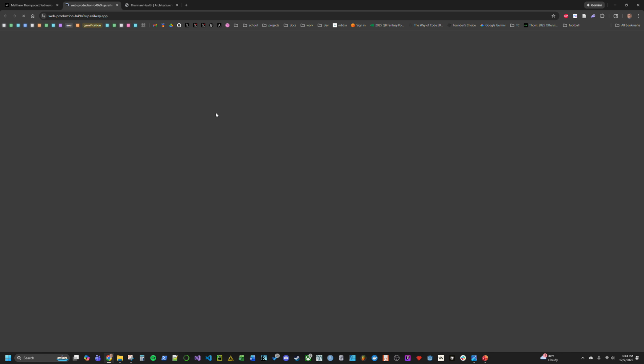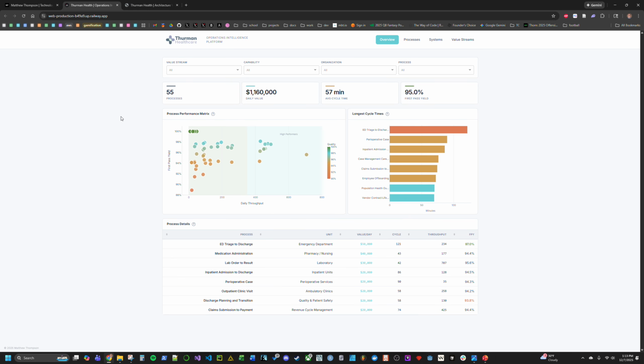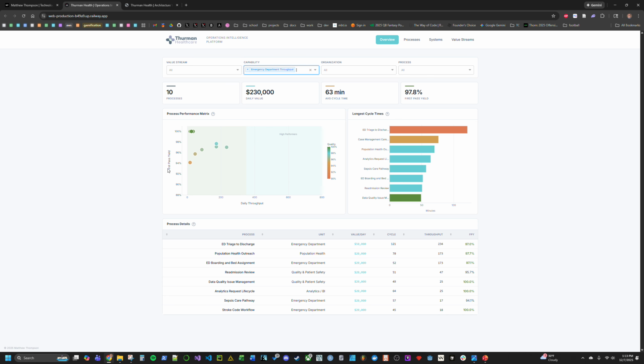Going to hop over and show you the dashboard as well. As I mentioned, this is surfacing the quantitative data. It has drill down capability as well. There are 4 tabs: an overview tab, processes, systems, and value streams. On this, you can drill down to specific departments or capabilities. We're looking at emergency department throughput, so it's showing you processes at the bottom.